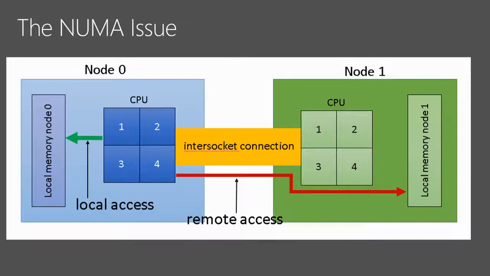NUMA: when you have many sockets in a server, usually the RAM is local to each socket. The problem is that if you have a single database that requires 1 terabyte of RAM, and you have 4 sockets, each socket has 256 gigabytes of RAM, which means that when you scan some column, a few of these columns will be in the RAM that is on another socket. If your thread is running here and has to access the RAM here, you have to traverse this inter-socket connection, which is slow. It makes the access time to the RAM much slower. So NUMA is usually an issue.